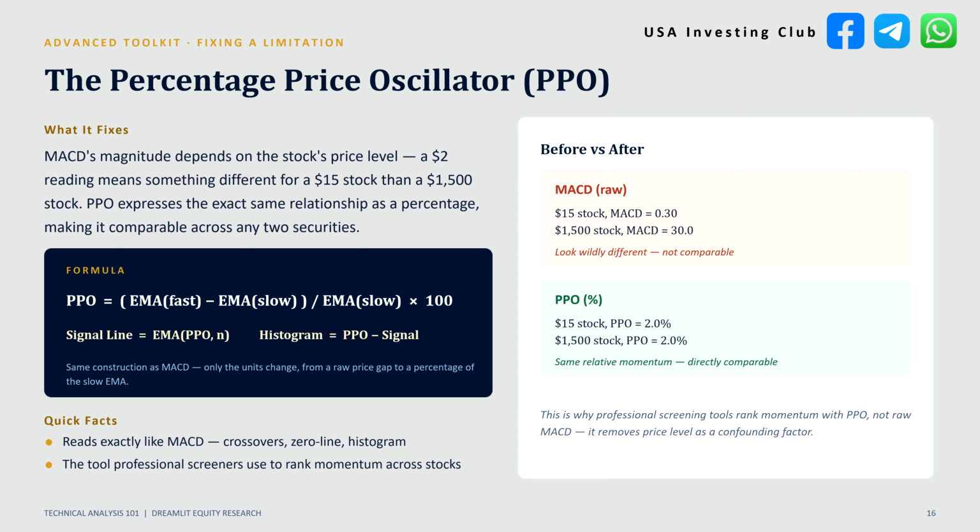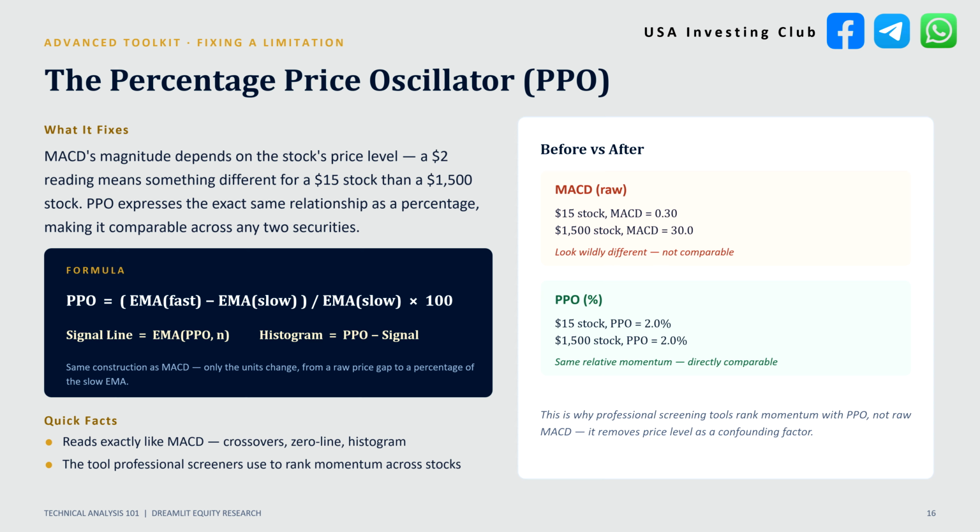100. Its signal line and histogram are built exactly the same way as MACD's. Only the units change, from a raw dollar gap to a percentage of the slow EMA. PPO reads exactly like MACD in every other respect: crossovers, the zero line, the histogram, which is precisely why it's the tool professional screening platforms actually use to rank momentum across an entire universe of stocks, rather than raw MACD.